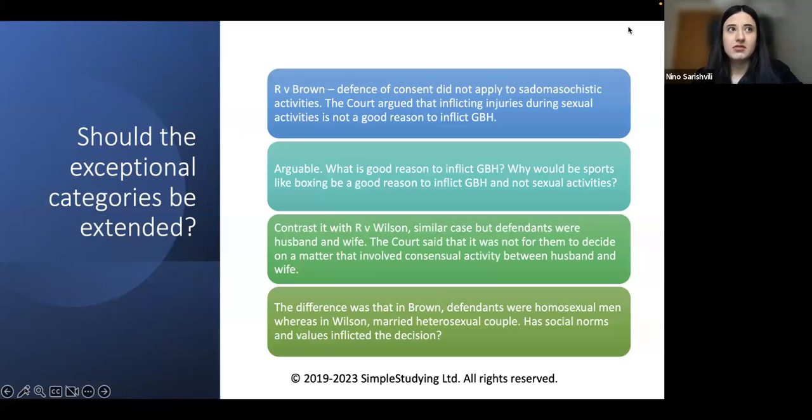Should, in modern times where everyone is equal, we have human rights, we have Article 14 of the European Convention on Human Rights that states that nobody should be discriminated against because of their sexual orientation, gender, etc. Should this kind of differentiation exist? So that's the controversy here that you need to argue for and against.